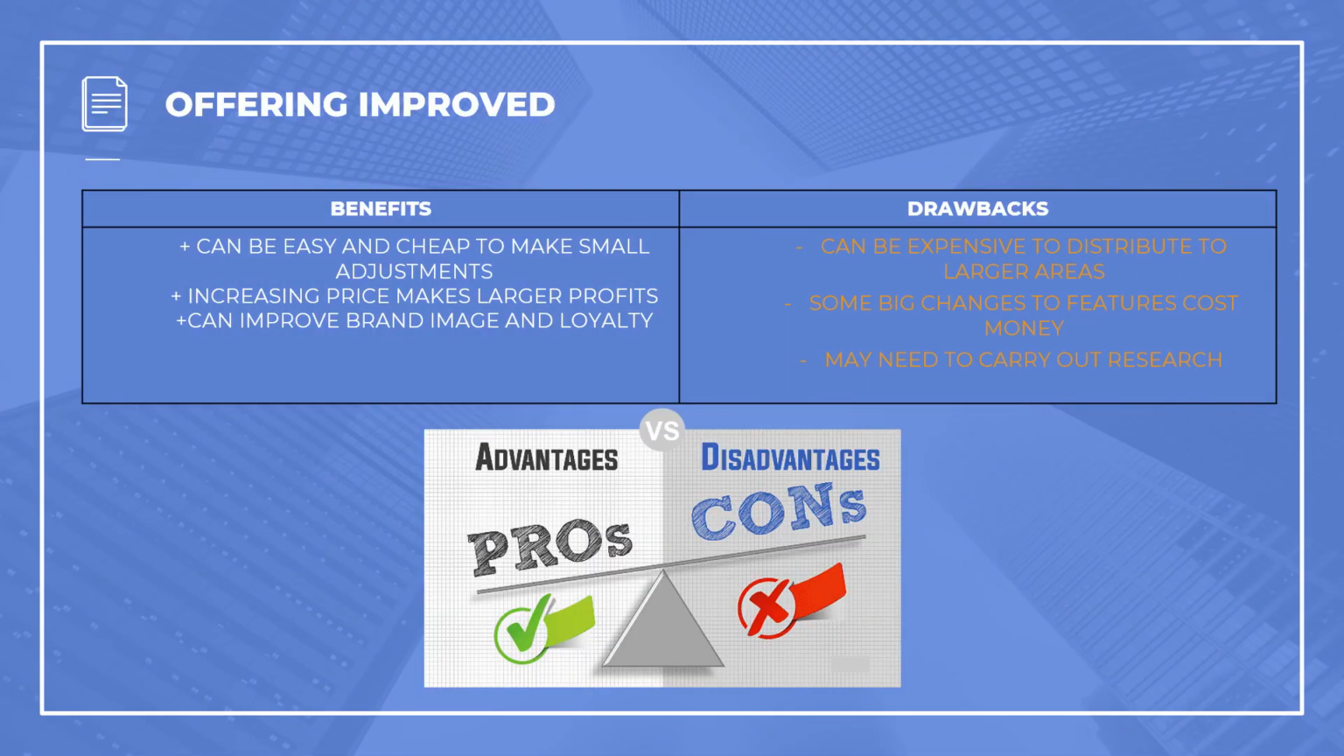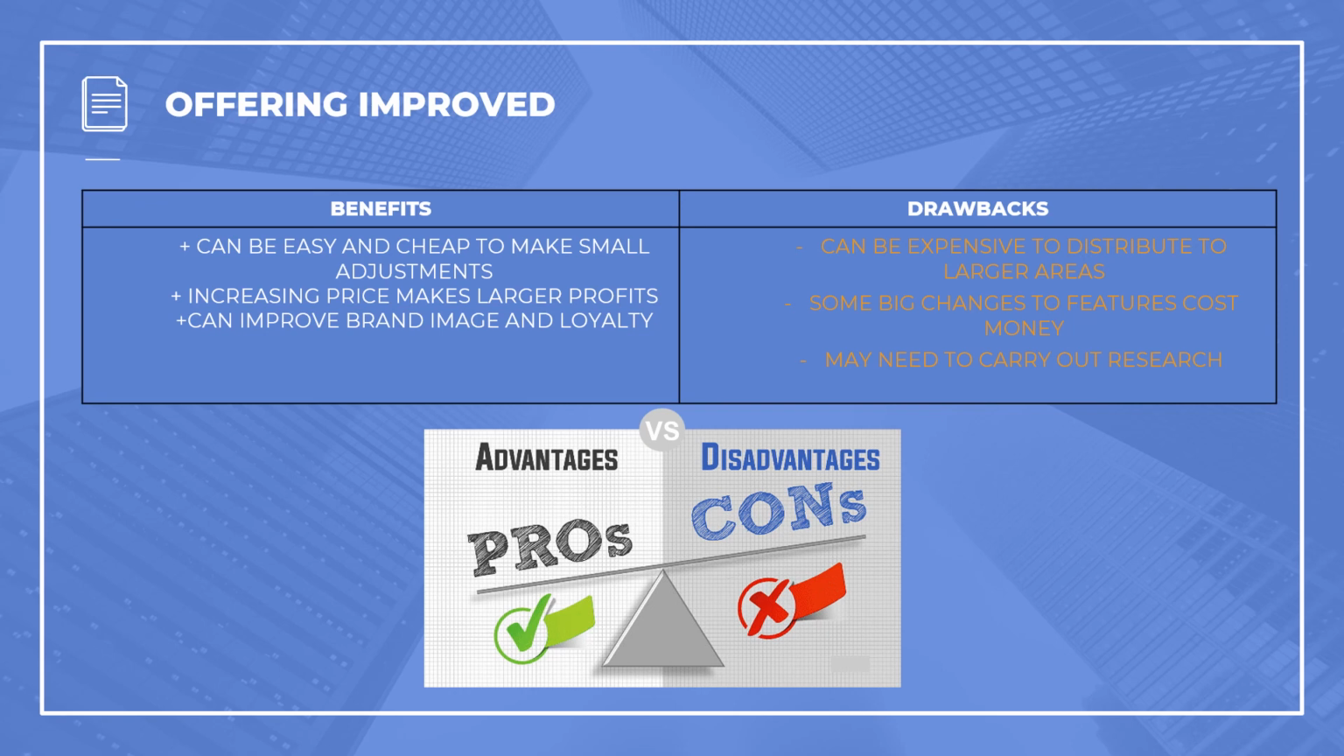This is to just change how much you are going to sell your product for. So with an improved offering, the benefits are that it can be easy and cheap to make small adjustments to your product. Increasing the price is going to make you have larger profits. And just by making your product a little bit better than others can improve the brand image and the loyalty.